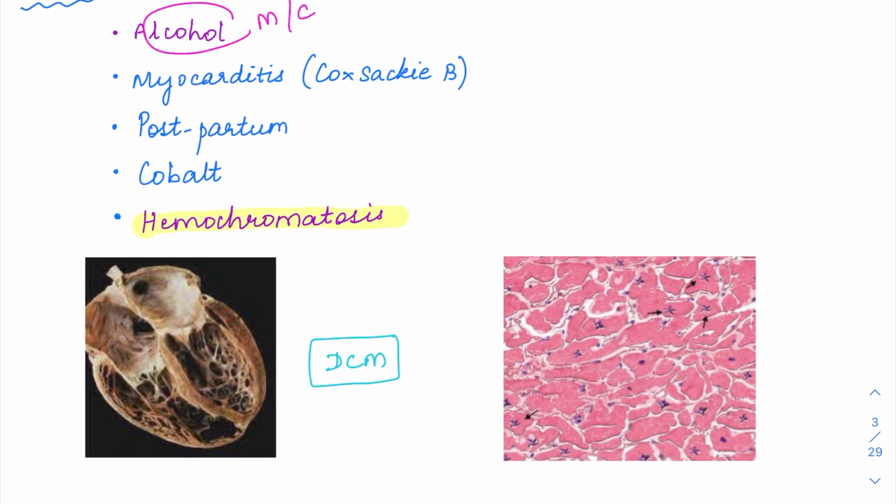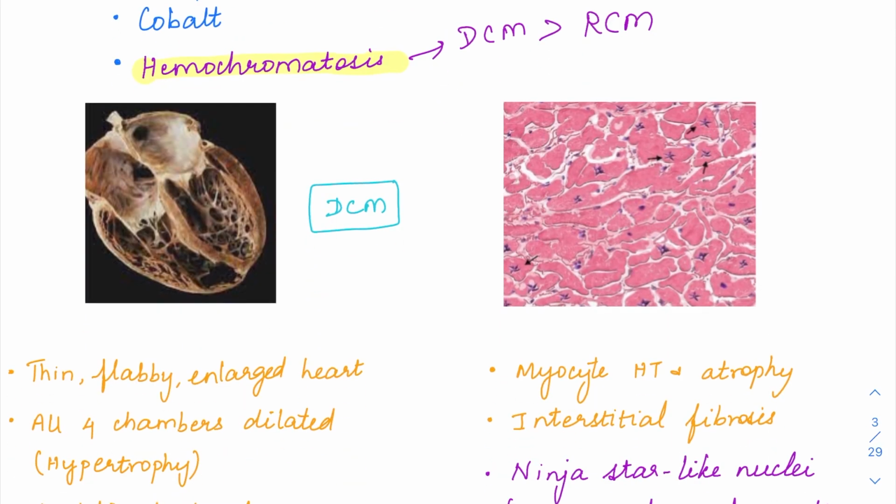Listen carefully: hemochromatosis can result in both DCM and restrictive cardiomyopathy. DCM is more common than restrictive cardiomyopathy in hemochromatosis. This is one of the controversial questions, so remember this. How will the heart appear in a dilated cardiomyopathy?